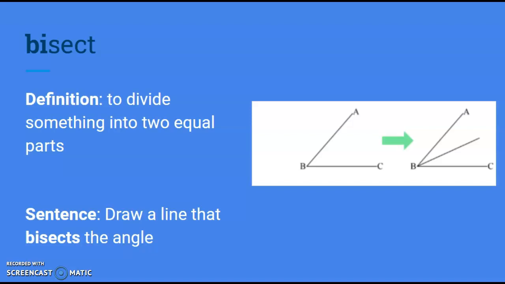Your next word is bisect. This is to divide something into two equal parts. For example, draw a line that bisects the angle.